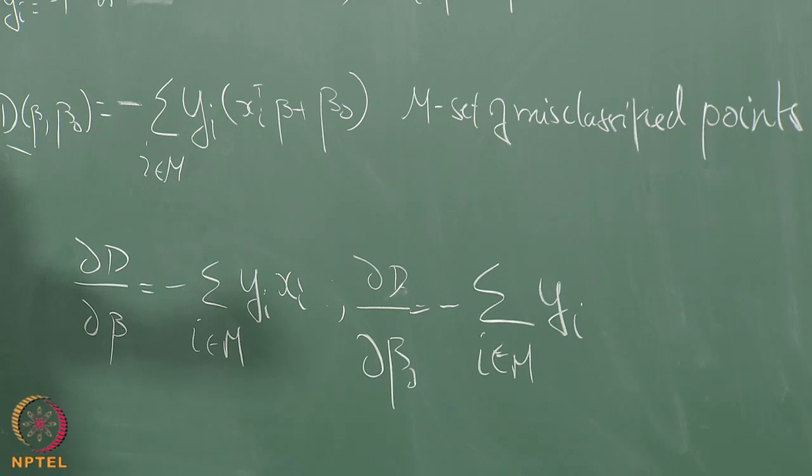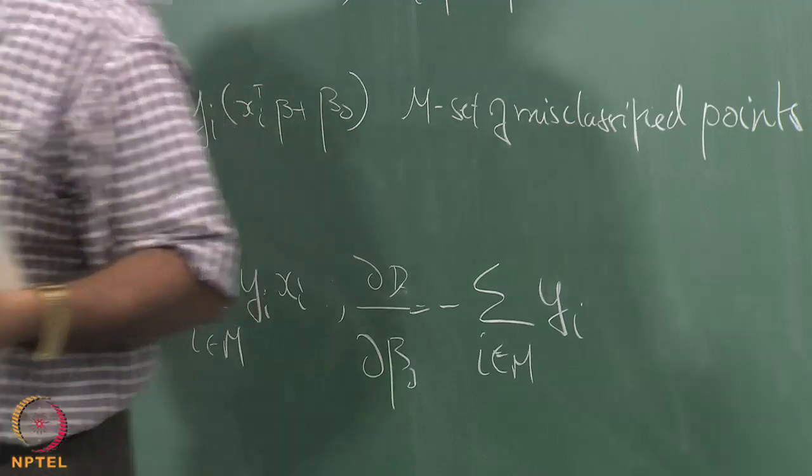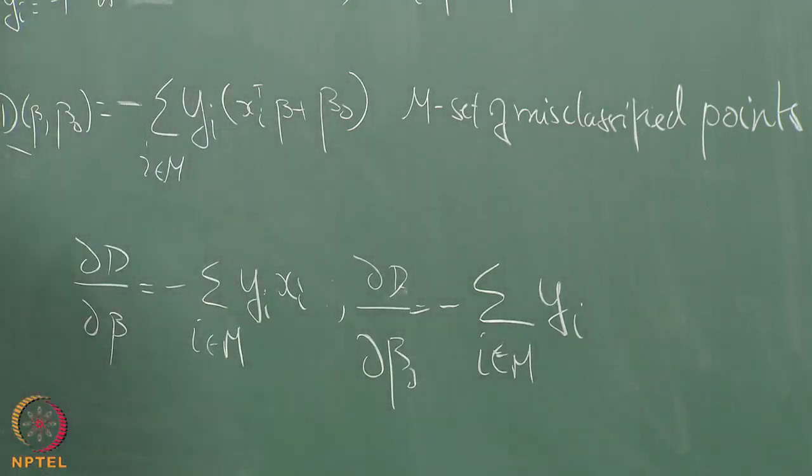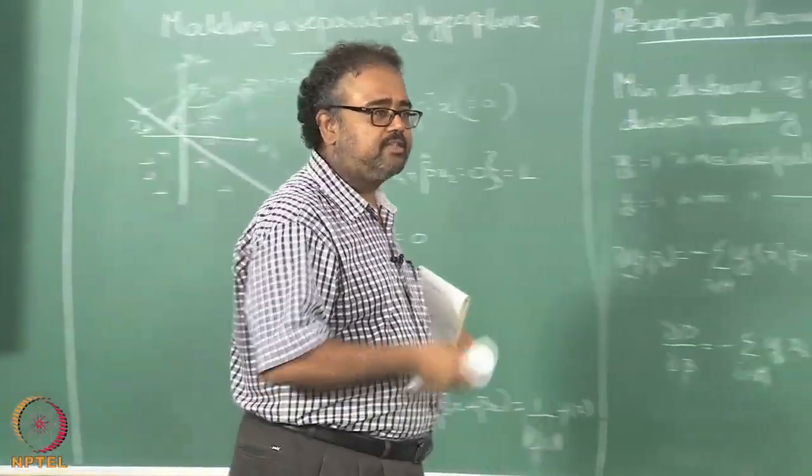Font sizes are fine. Okay, good. So this is the derivative, and then what I do now is essentially a technique that is very popular nowadays, but it was not really called by that name in the olden days. It is called stochastic gradient descent.